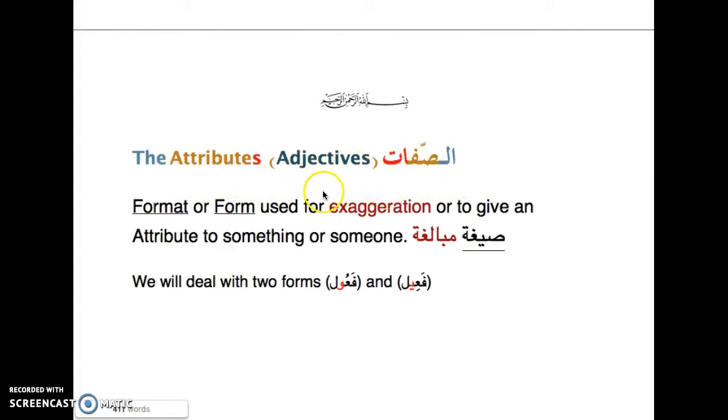I'm not even sure where the word adjective originates from, but that's what they use in English. They say adjectives. Basically, I found this is the most basic and straightforward definition of what an attribute is: it's a form or format used for exaggeration. You want to exaggerate something, more specifically an action. And this is the meaning in Arabic.